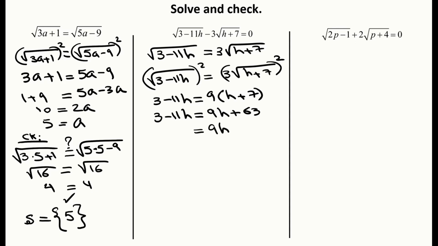Let's go ahead and move the h terms to the right side. So we have 9h, we bring over the negative 11h, it becomes plus 11h. On the left side, we keep the 3 and move over the 63 to become negative 63. So we end up with negative 60 is equal to 20h. So we have h is equal to negative 3. Of course, we'll want to check that.